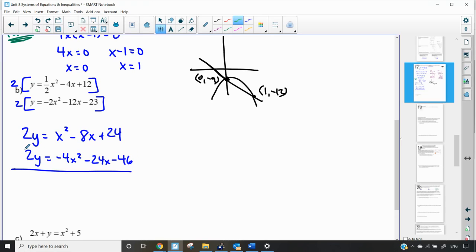Now my y values have the same sign, so I'm going to subtract. 2y minus 2y is going to leave me with 0y, essentially 0. And then I've got x squared minus a negative 4x. So 1 minus a negative 4x is 5x squared plus 16x. So negative 8 minus a negative 24 is plus 16x plus 70. So 24 minus a negative 46 is 70. So I now have 5x squared plus 16x plus 70 equals 0.